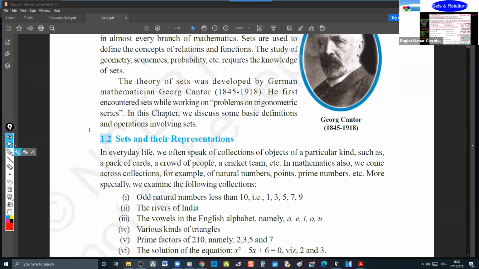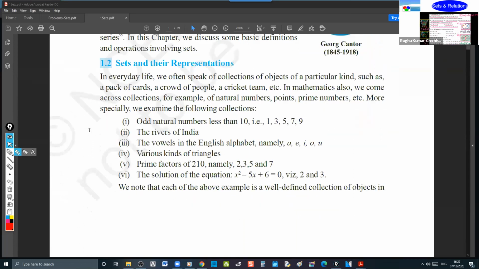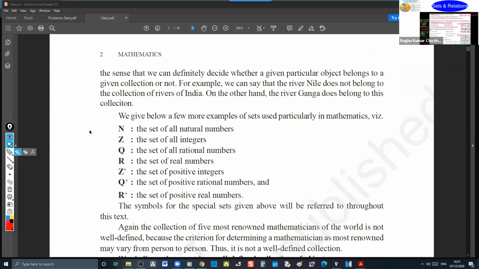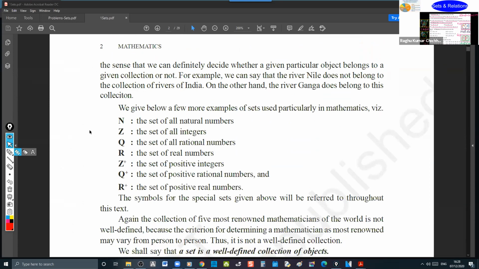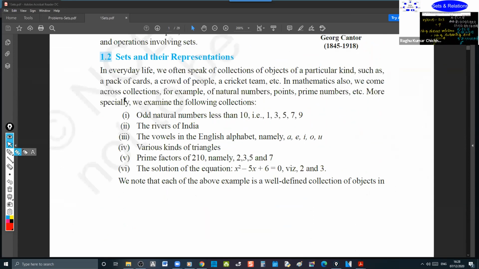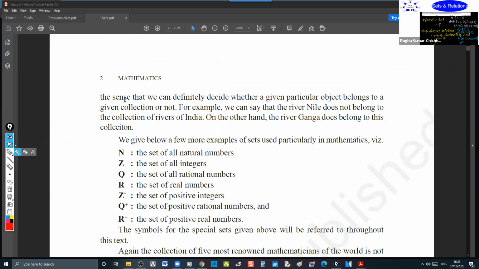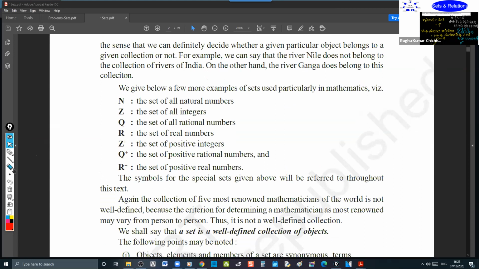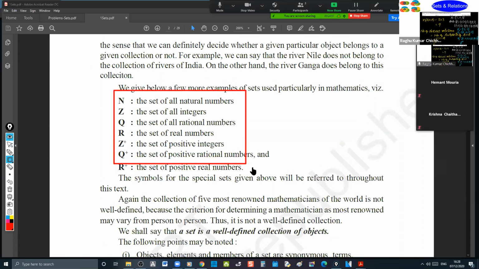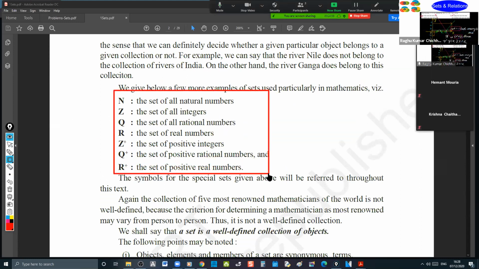So this is a very easy topic and follow it carefully. Similarly, how to represent the sets? What is the notation we use to represent a set? Generally, all the capital letters we use to represent a set. And these are frequently used symbols to denote the sets. So N is the set of natural numbers and Z is the set of all integers.